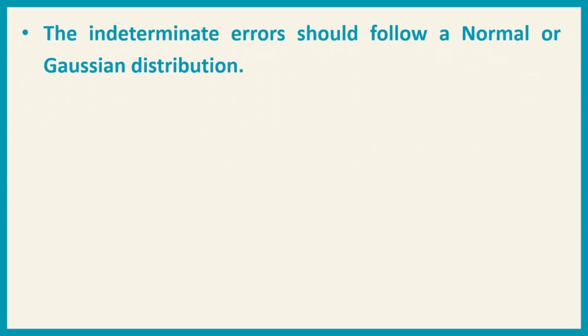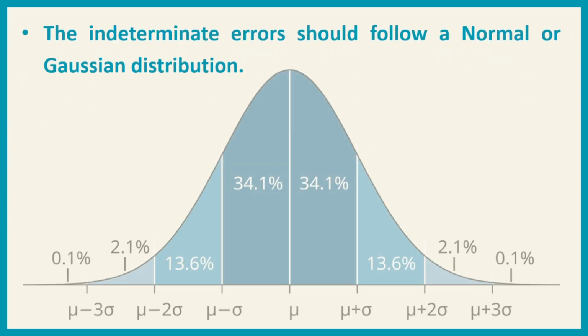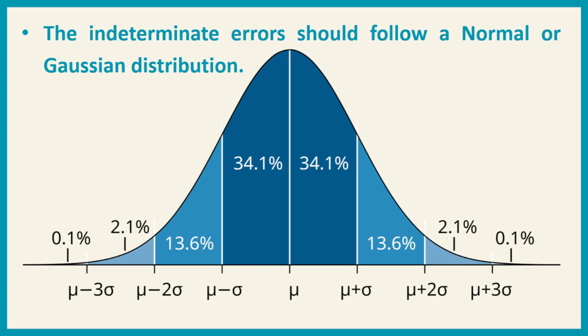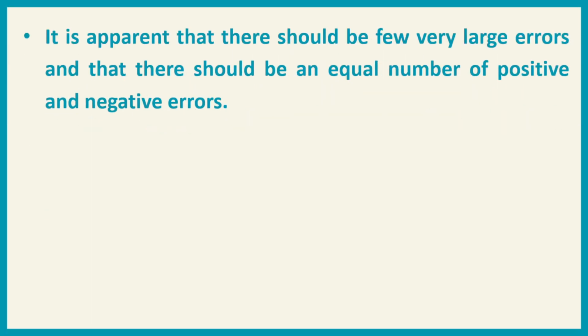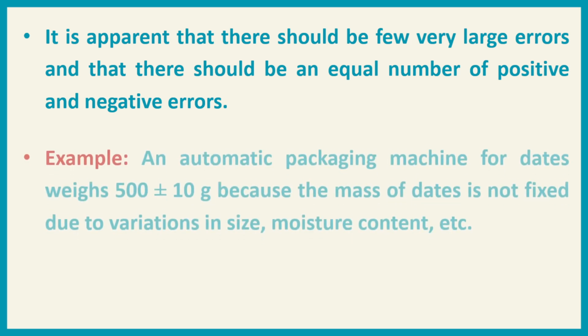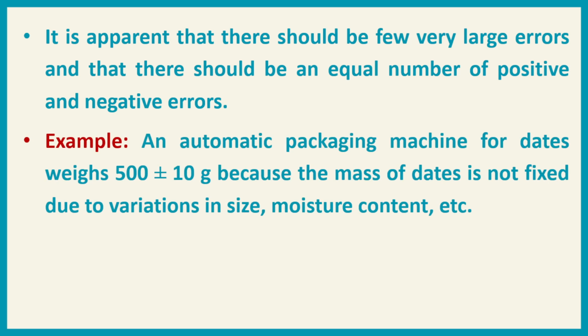The indeterminate error should follow a normal or Gaussian distribution. Such a curve is shown in this figure. It is apparent that there should be very few large errors, and there should be an equal number of positive and negative errors. Example, an automatic packaging machine for dates weighs 500 plus or minus 10 gram because the mass of a date is not fixed due to variation in size and moisture content, etc.